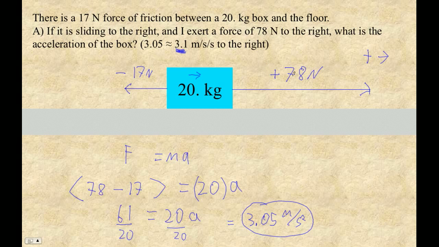So if there's more than one force, what you do is you set up a system where one direction is positive. You set up F equals ma, and F is the sum of the forces, and then you just solve for a. So subtract or add or whatever you need to do, and then just solve for a. I hope you have this problem in your notes now, boys and girls. There you go.